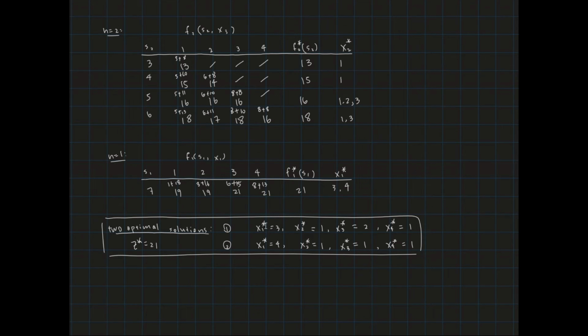The first optimal solution is x1 is equal to 3, x2 is equal to 1, x3 is equal to 2, and x4 is equal to 1. The second optimal solution is 4, 1, 1, 1. So you see, even though these two solutions are different, because we work backwards, we're able to capture the two different routes we can take to get the same maximized grade point, which is 21 points. And that's the magic of dynamic programming.